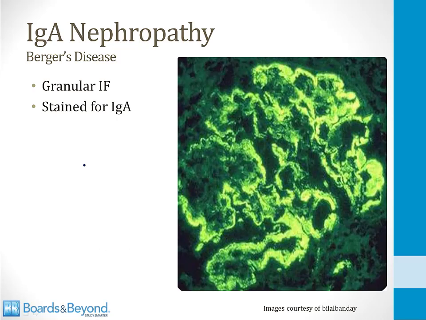Just like in post-streptococcal glomerular nephritis, we have a granular immunofluorescence staining pattern in this disorder. What's different, however, is that if you want to see the granular pattern, you must stain for IgA. In post-streptococcal glomerular nephritis, we stained for IgG and C3, and we saw a granular appearance. In this disorder, you must stain for IgA to see the granular immunofluorescence.